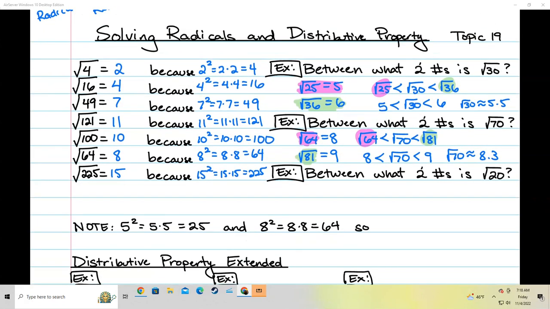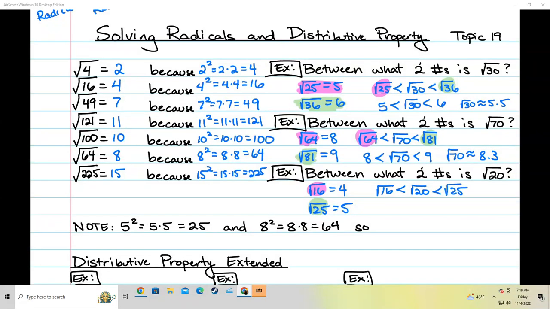4 squared was 16, so the square root of 16 is 4. That was too low. And then 5 squared was 25. So the square root of 25 is 5. And I know that the square root of 20 has to be somewhere between 16 and 25, right? So that means I'm going to go ahead and write the square root of 16 is definitely smaller than the square root of 20, which is definitely smaller than the square root of 25.